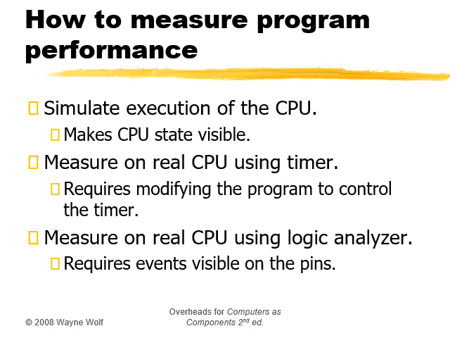It requires modifying the program to control the timer. So we need to modify our program so that the timer is started at the start of the code and stopped at the end of the code. The timer is connected to the microprocessor bus and can be used to measure the performance of an executing section of code. The code to be measured would reset the timer at its start and stop the timer at the end of the execution. So our code needs to start and stop the timer.